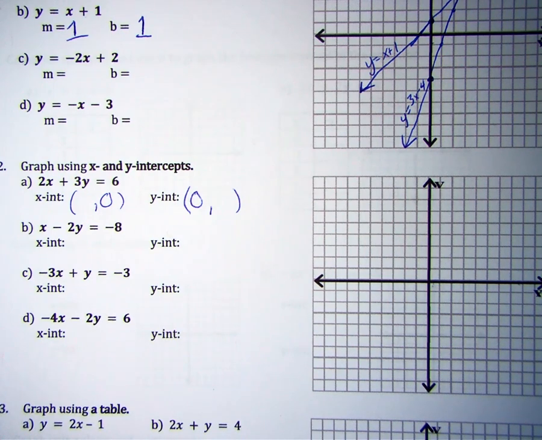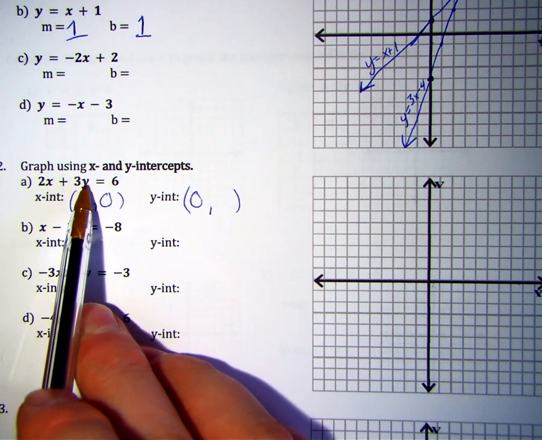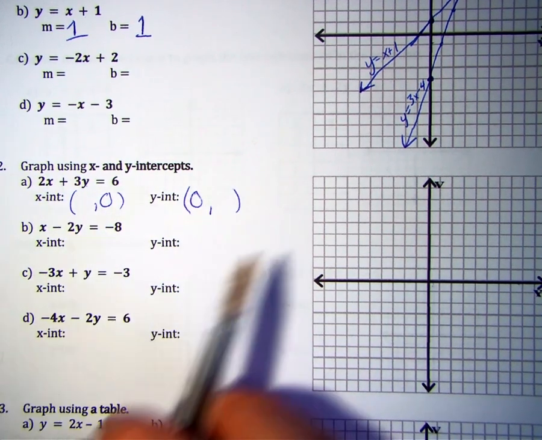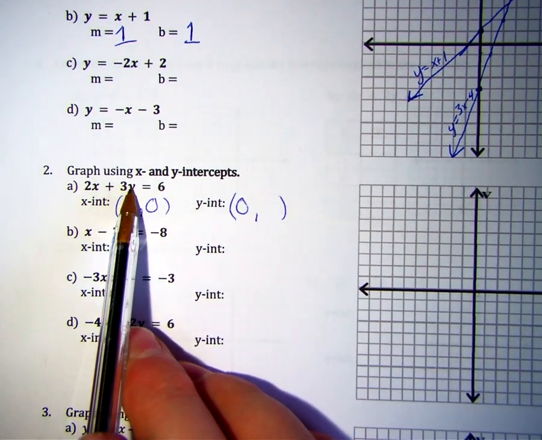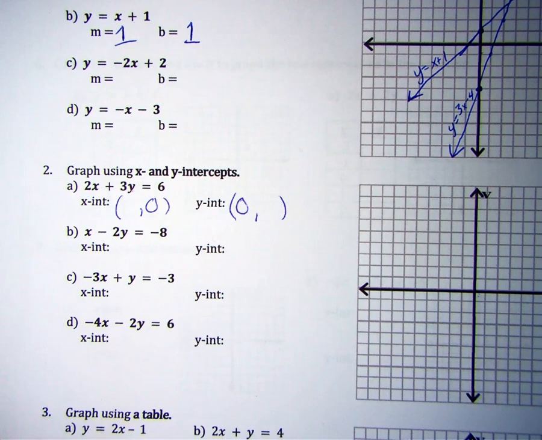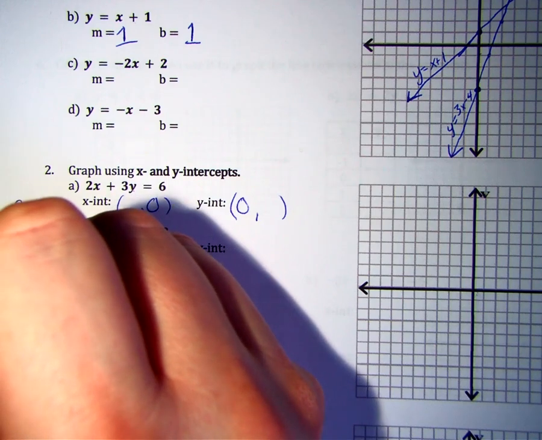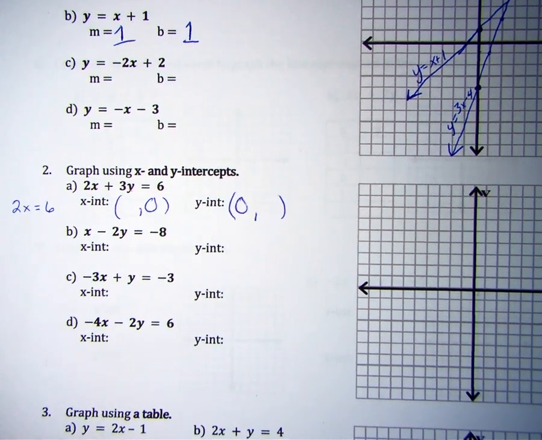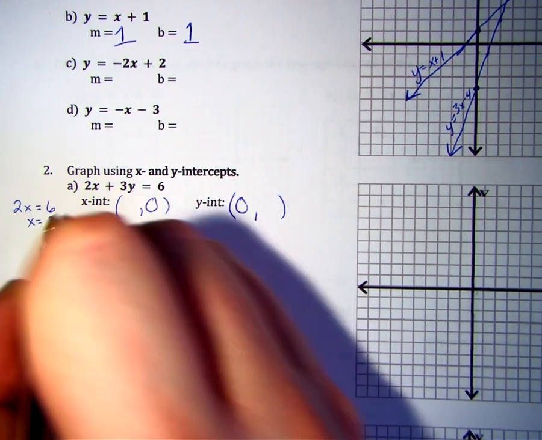So all we have to do at this point is plug in our ordered pairs. So if y is 0, I plug y in, and we can see that if I plug a 0 in for y, I'm going to get 0 times 3, which is also 0. And that leaves me with 2x equals 6. Now since 2x equals 6, we divide both sides by 2, and x equals 3.